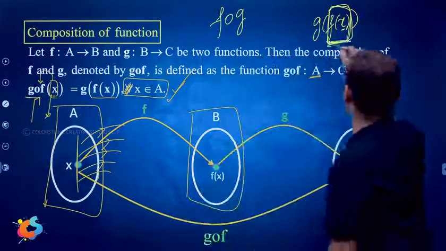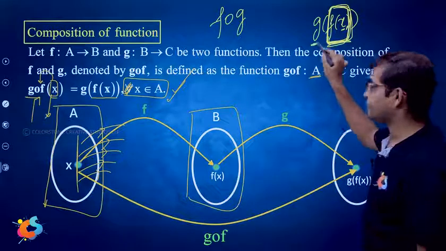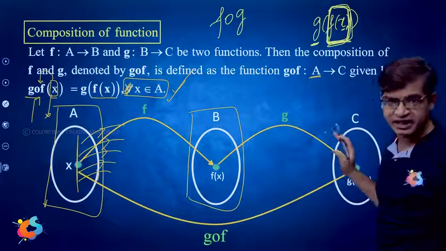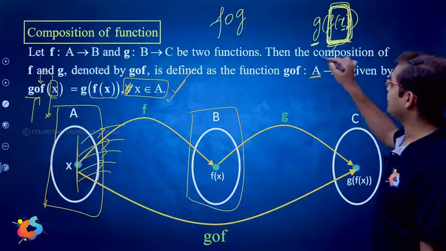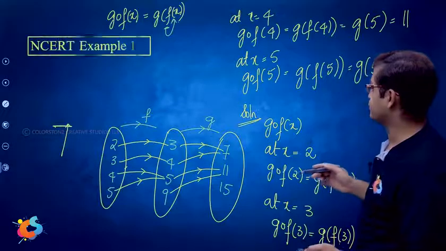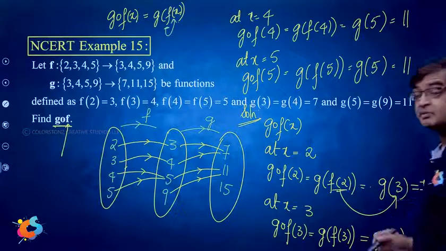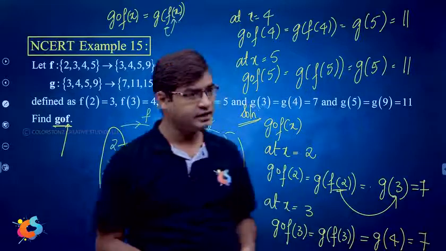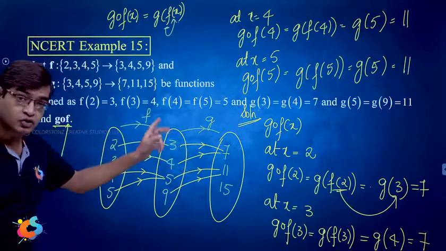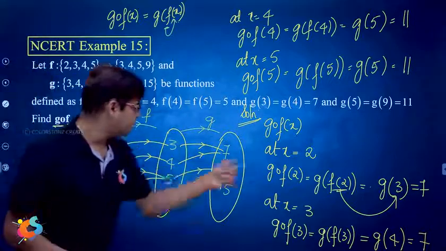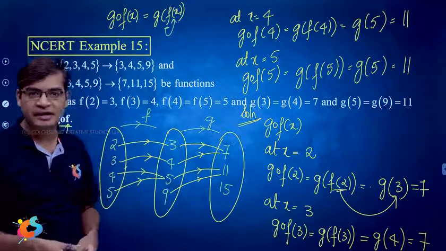Whatever are the outputs of f, they will be in the domain of g. So the whole function will be defined. Again, the outputs of the inside function will become the input for the outside function, right? So the output of f should be there in the domain of g. Only then will this whole function be defined.